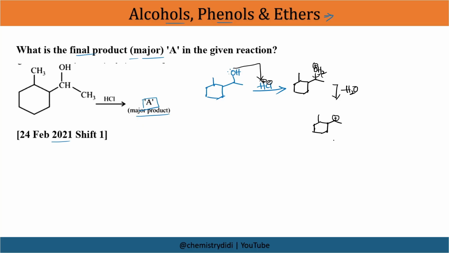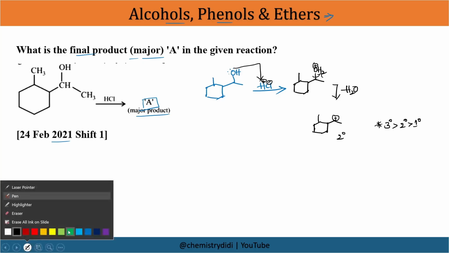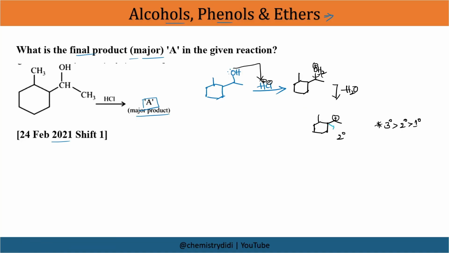One more important concept here is that the carbon is secondary, right? As we know, carbocation stability is tertiary greater than secondary greater than primary. Here you can see one hydrogen, right? A hydride shift takes place over here, and the positive charge will get on this carbon, so that it will be tertiary. We'll get the positive charge on this particular carbon.